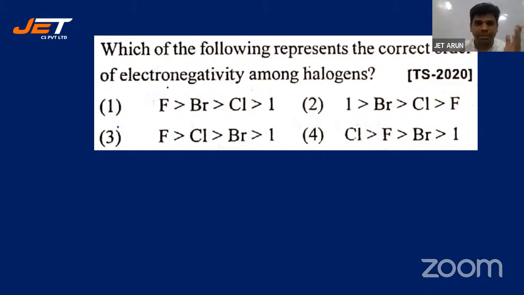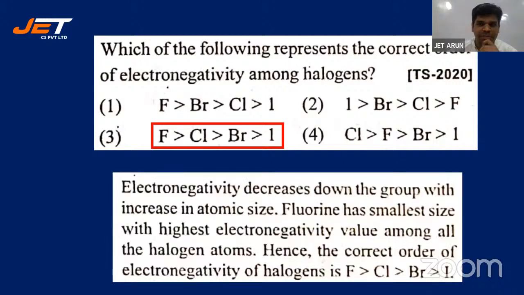Let's see the answer. It's this one. Fluorine is greater than chlorine, bromine, and iodine. All right. Let's go for the next question. Electronegativity decreases down the group with increase in atomic size. Fluorine has the smallest size with the highest electronegativity value among all the halogen atoms. Hence, the correct order of electronegativity of halogen atoms is fluorine is greater than chlorine, is greater than bromine, is greater than iodine.